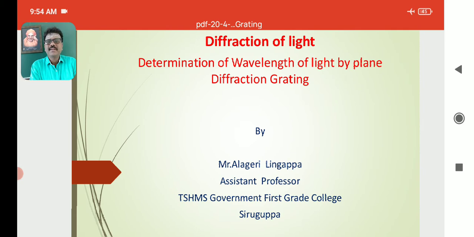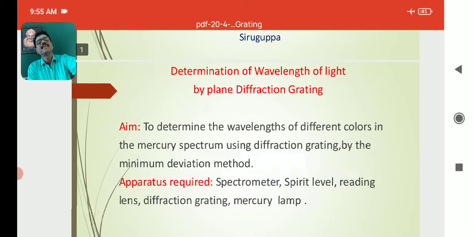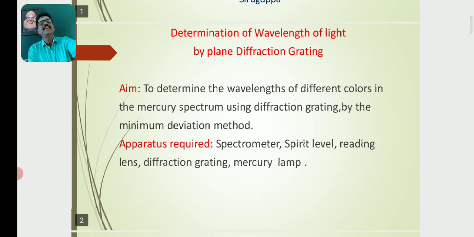In the previous class we discussed what a grating is, how a grating can be manufactured, the different types of grating, the theory of gratings, and so on. So let us discuss the determination of wavelength of light by plane diffraction grating.